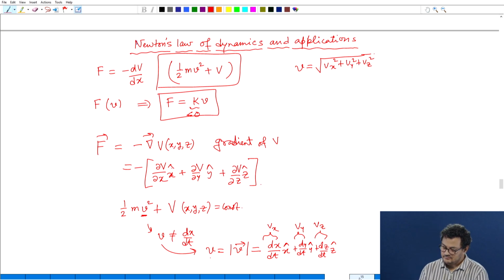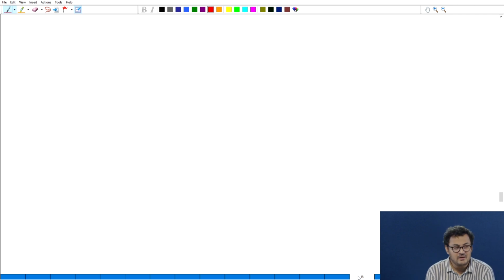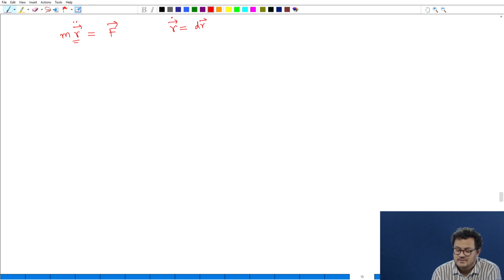For that part you have to start from this: m r double dot is equal to F. This is a symbol I am now introducing deliberately. When I say r dot, this simply means d/dt of the r vector. For example, for just a scalar phi, if I say phi dot, it means d phi/dt, the total differentiation of phi with respect to time.